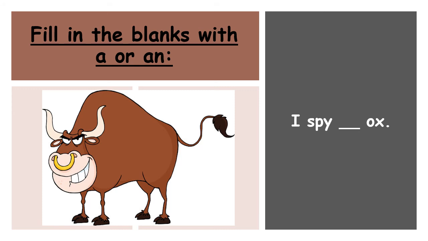Then we have a few more words. See if you can do this one on your own. Look at the word. Look at if it's a vowel or a consonant. I spy an ox. Why is it an? Because O is a vowel. And if it's a vowel, we use an.